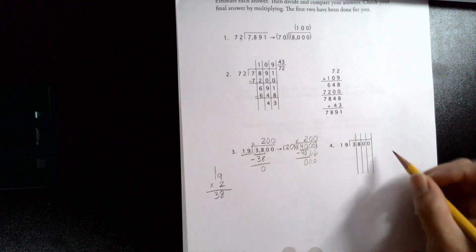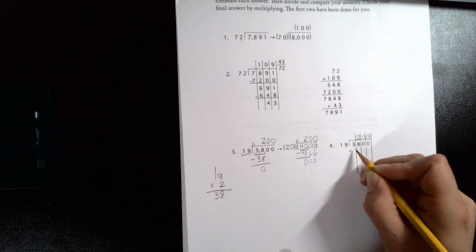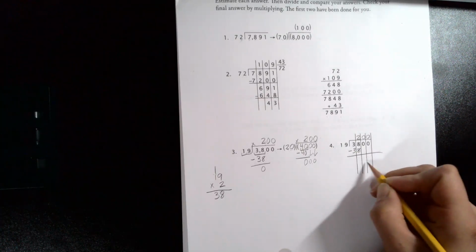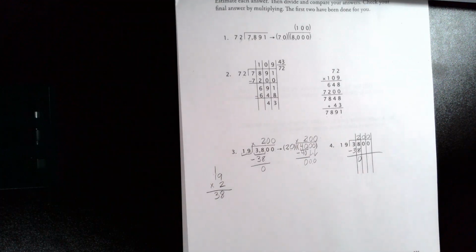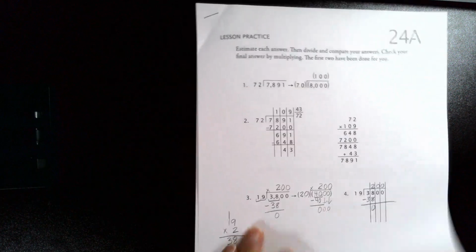I did it on the wrong spot. So I think it was supposed to go here. But you get the gist of it, okay? And then that's 0, that's it. Okay, so problems 3 and 4 are done. Let's go on to the next one, okay?